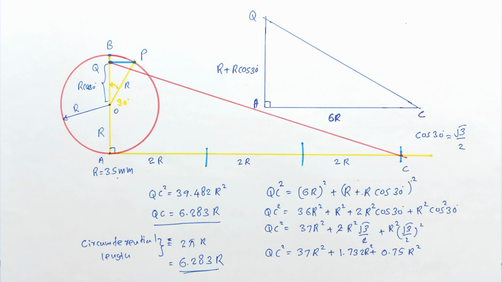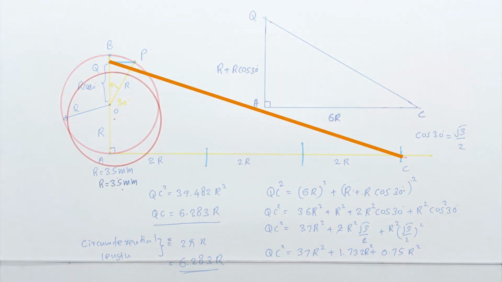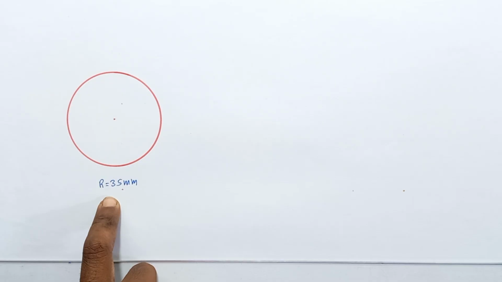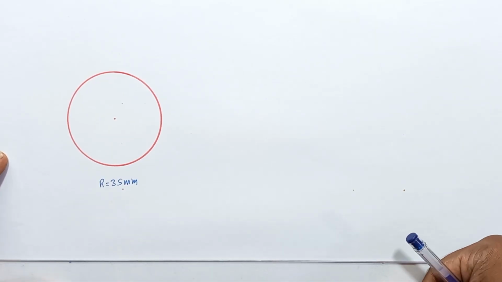In this video, I'm going to explain how to draw a straight line approximately equal in length to the circumference of a given circle. Here, this is the given circle. Its radius is equal to 35 millimeters. This is the center, this is the circle.